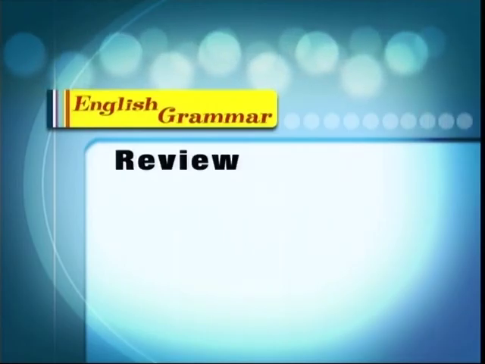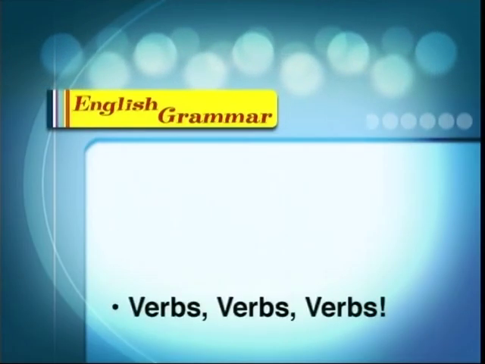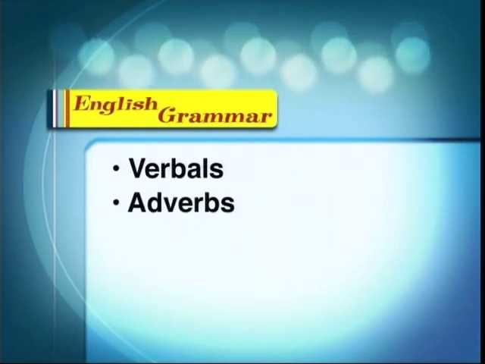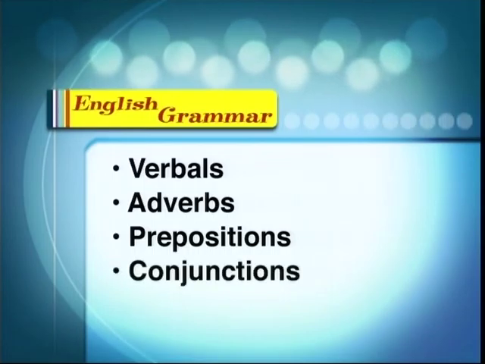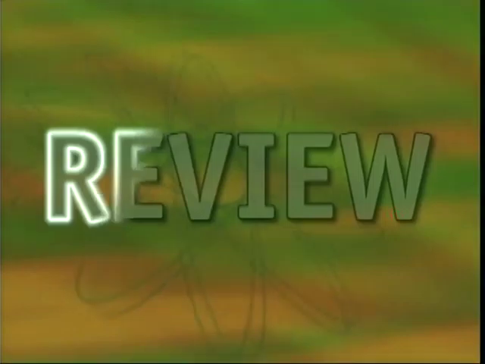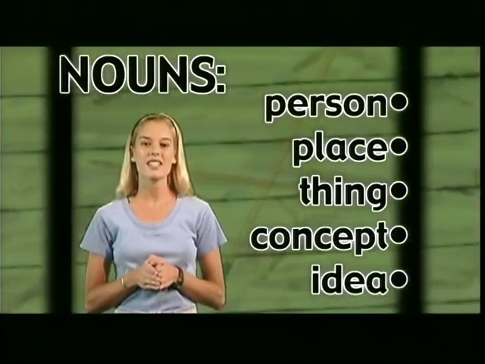Let's start off our program with a big review about nouns, pronouns, adjectives, and verbs. After that, we'll tackle verbals, adverbs, prepositions, conjunctions, and interjections. Now, here's the review. First, nouns. A noun can be a person, place, thing, concept, or idea.